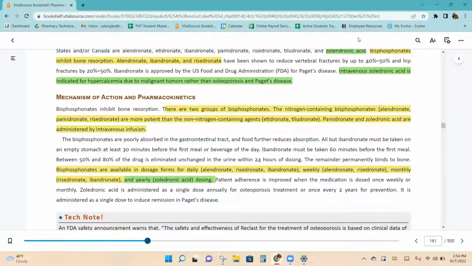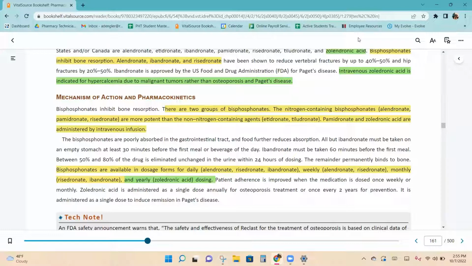There are 2 groups of bisphosphonates. The nitrogen-containing bisphosphonates, alendronate, pamidronate, and risedronate, are more potent than non-nitrogen-containing agents like etidronate or tiludronate. Pamidronate and zoledronic acid are administered by intravenous infusion. Bisphosphonates are available in dosage forms for daily, alendronate, risedronate, and ibandronate, or weekly, alendronate, risedronate, monthly, risedronate, ibandronate, and then yearly zoledronic acid dosing.